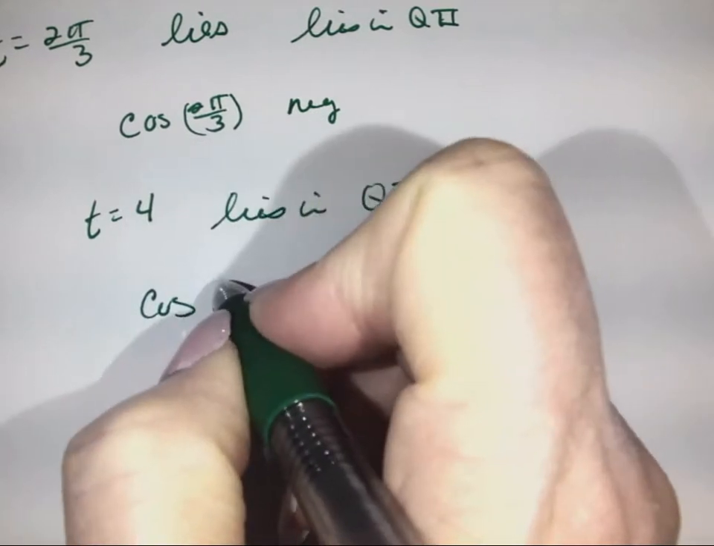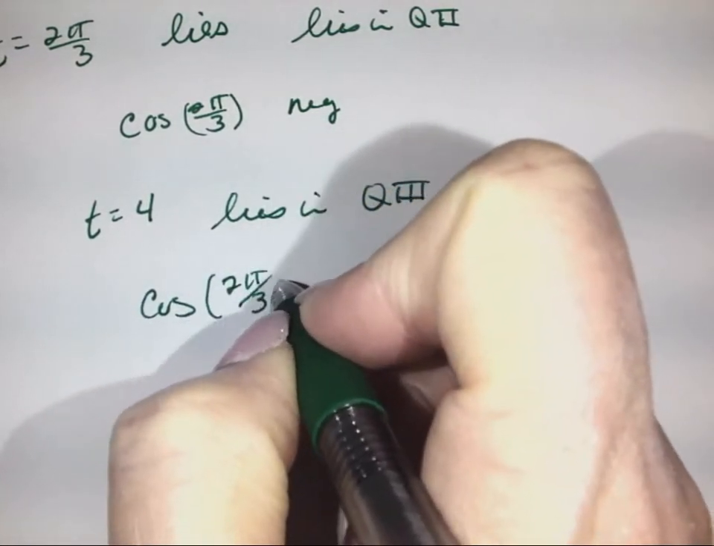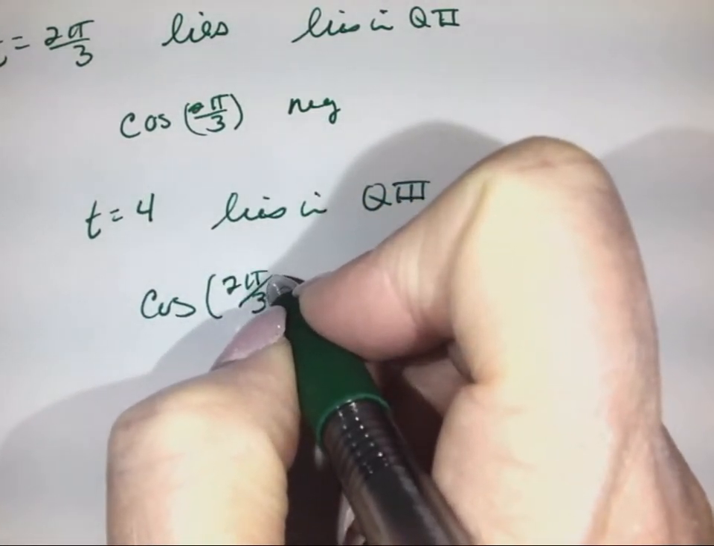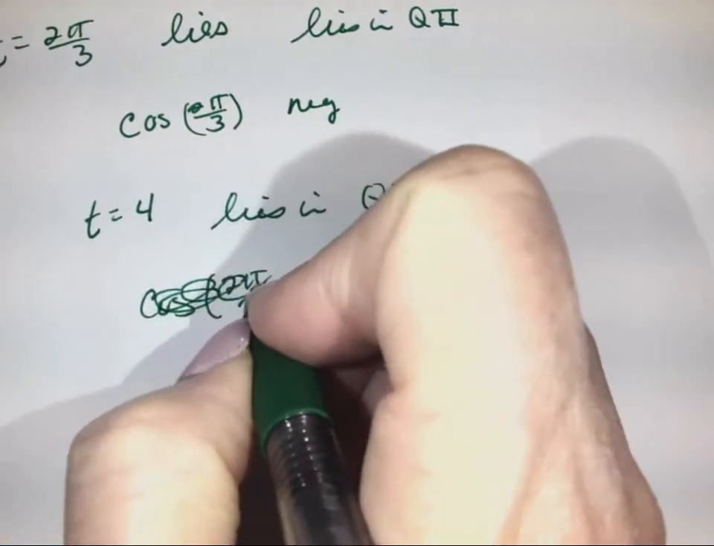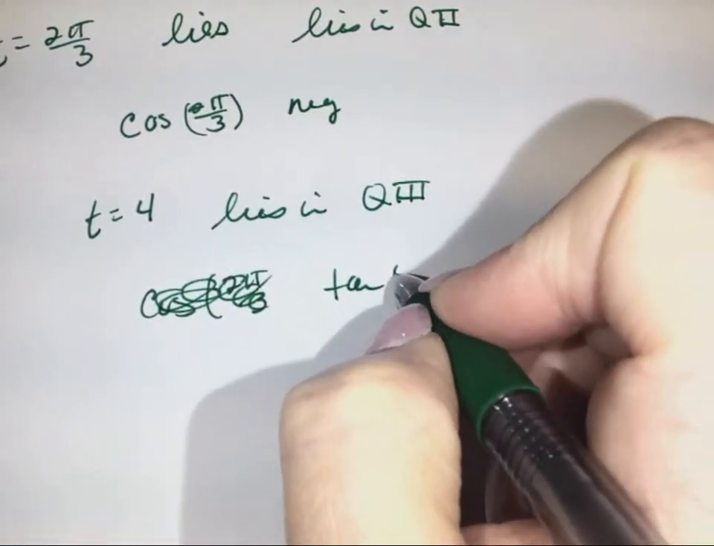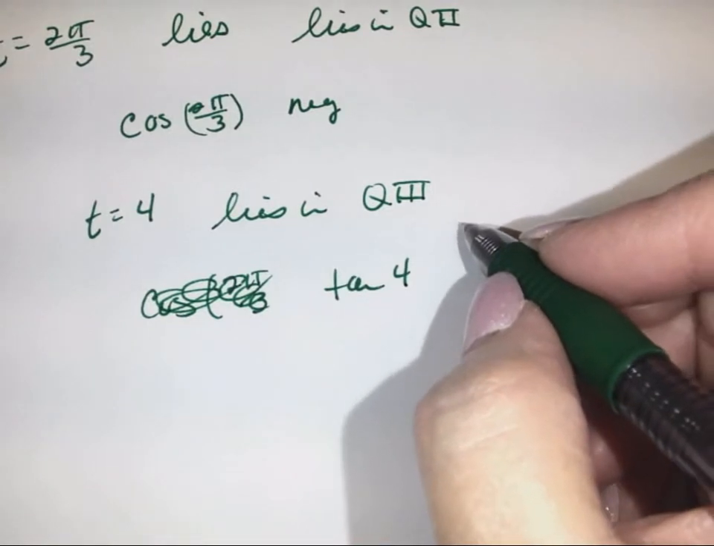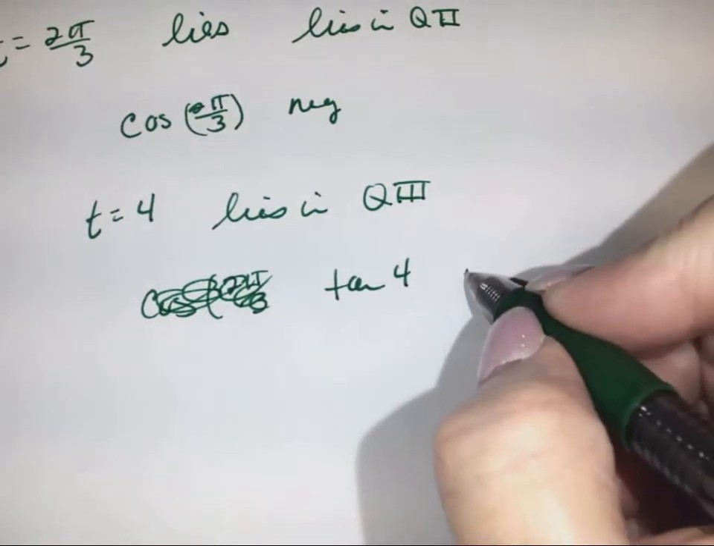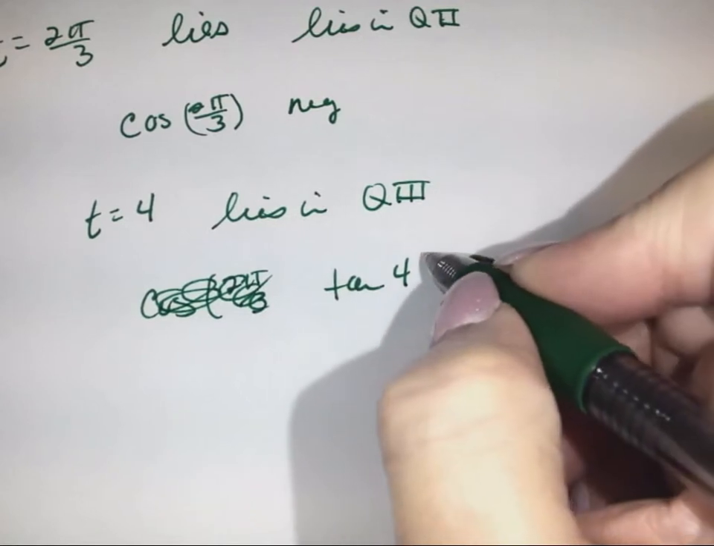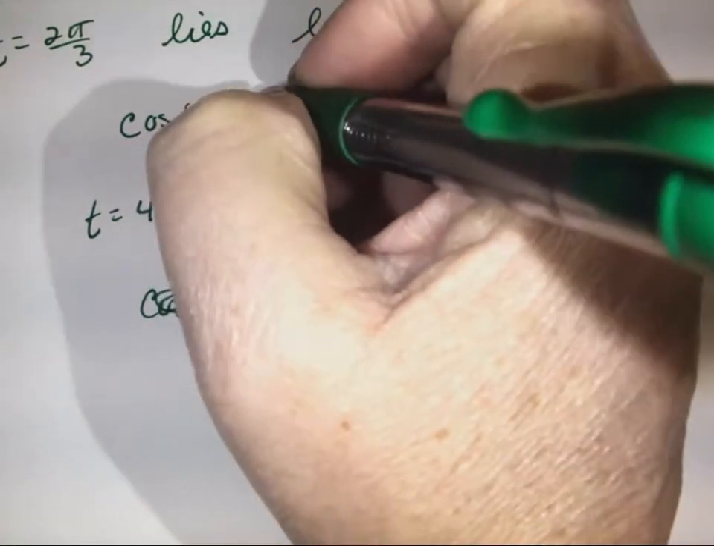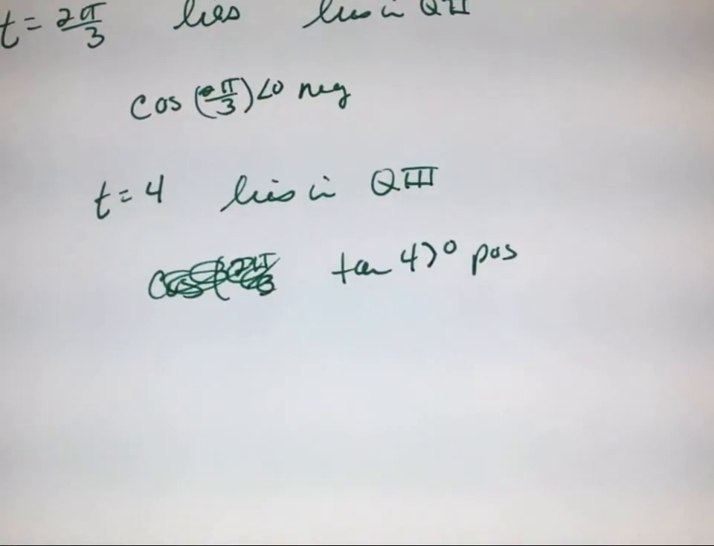So the cosine of 2 pi over 3, oops, sorry, not cosine, looking at my notes wrong. So the tangent of 4 is going to be, if it's in quadrant 3, tangent is going to be positive. And they may refer to that as greater than 0 or less than 0 in some of the homework. So let's go evaluate some trig functions.